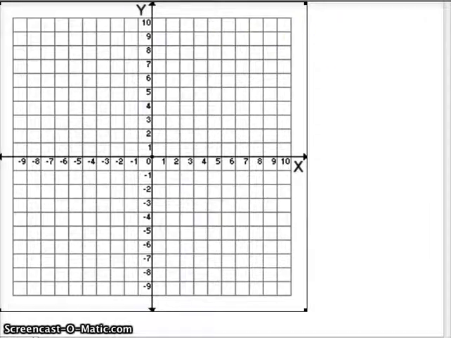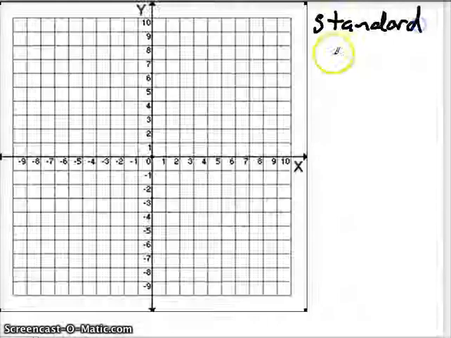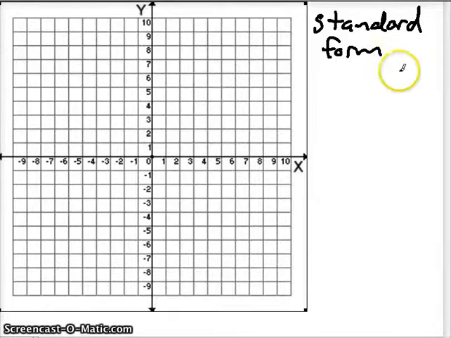In this video, we're going to be looking at equations of circles, and we're going to start with what's called the standard form.